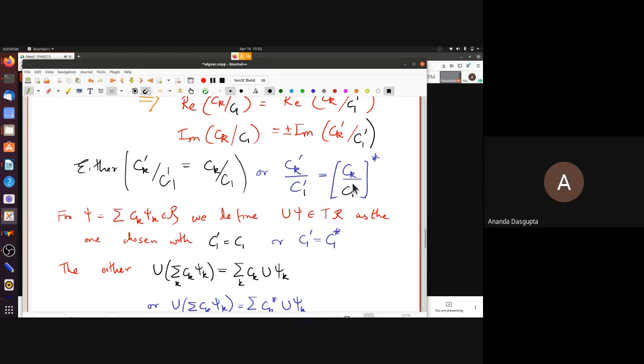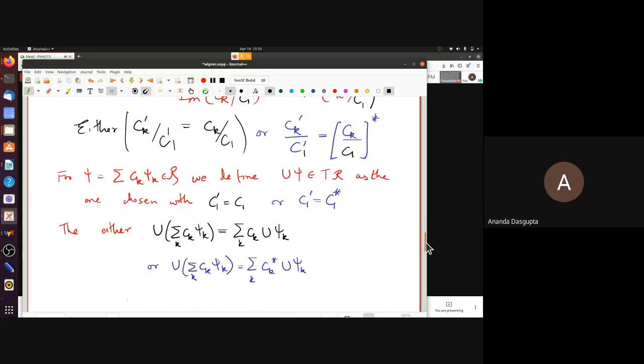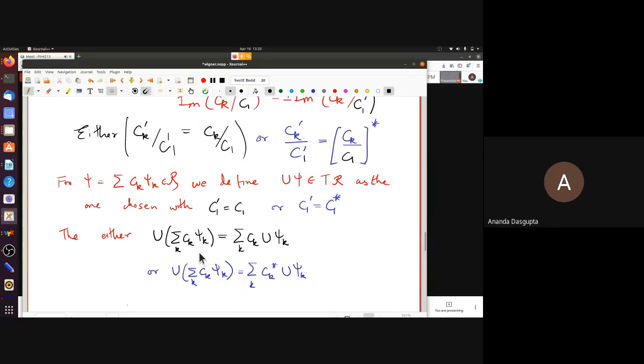If you choose C1 prime equal to C1 conjugate here, this tells you Ck prime is Ck's conjugate throughout. And that actually shows you that U acting on a superposition is sigma k Ck U psi k, either for this choice, or if this were the possibility, then you have this. So this essentially almost ends up proving that U is a linear operator in the first case, antilinear in the second case. But there are some gaps here. Can you spot some gaps in this argument?